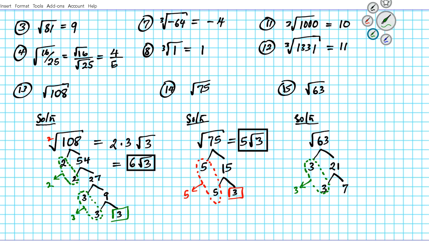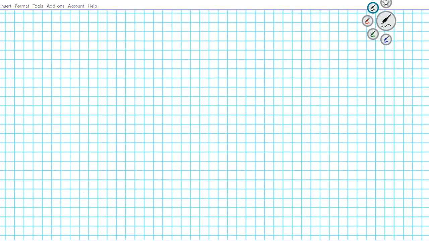7 is not a perfect square, it's just one factor stays behind. So the square root of 63 is 3 root 7. Alrighty, moving along, let's take a look at question number 16.